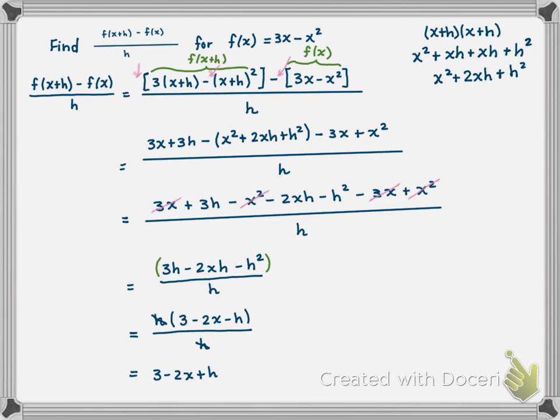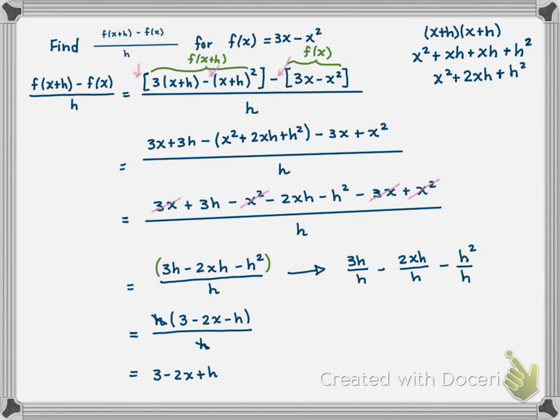The other way you can think of it is that division distributes like multiplication does. So you can think of this as like 3 separate terms if you want. So 3h over h minus 2xh over h minus h squared over h.